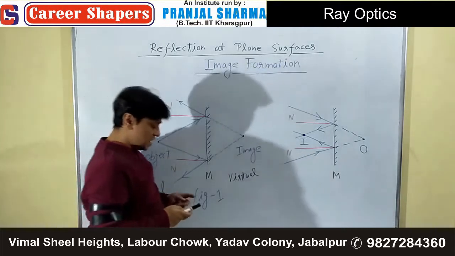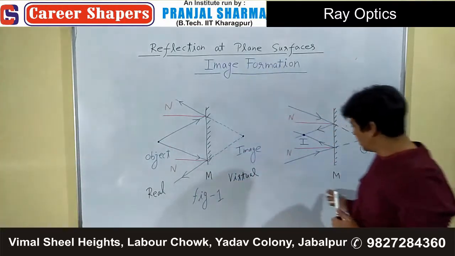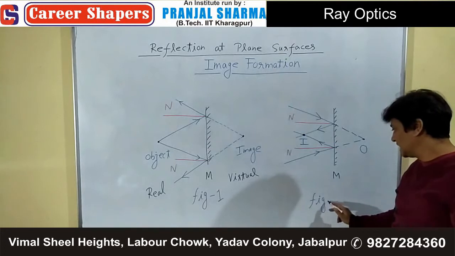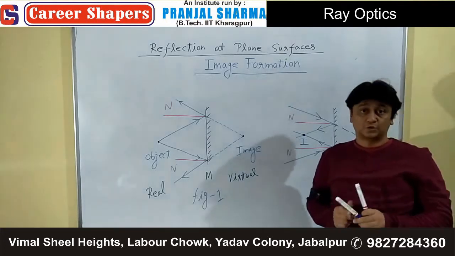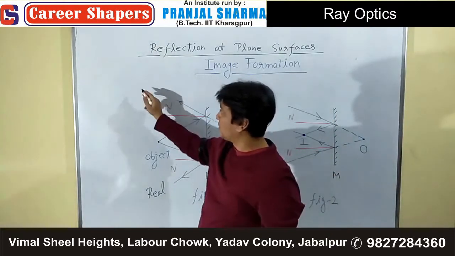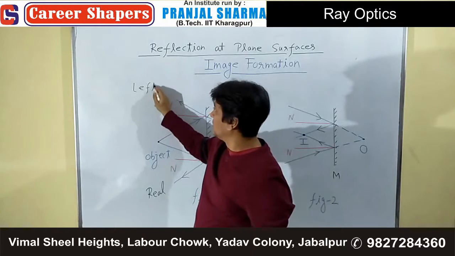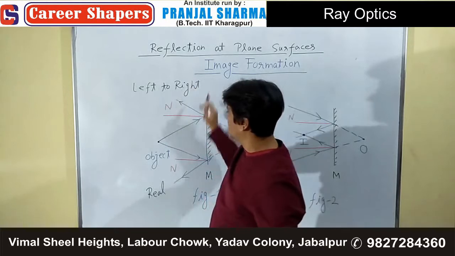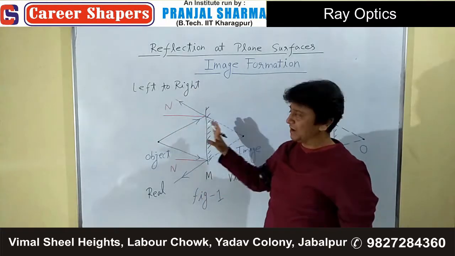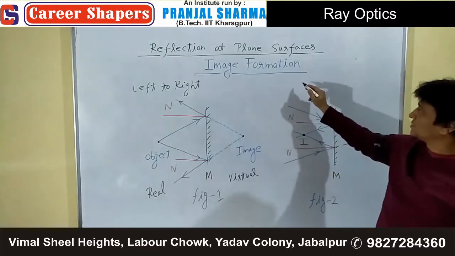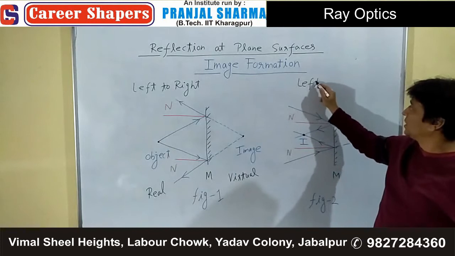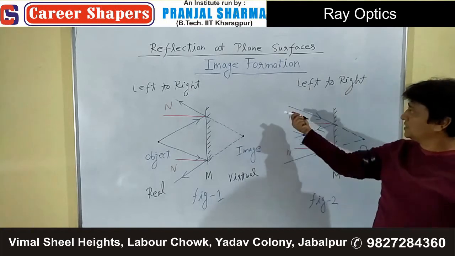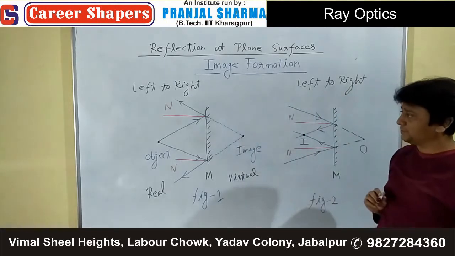Now, if you look at figure 1 and figure 2, in both cases, light source is in front of the mirror. Source of light. Light is coming from left to right. Light rays are coming from left to right. They're moving from left to right. And in this also, you can see that light rays are coming from left to right. These are the incident rays. They are coming from left to right.